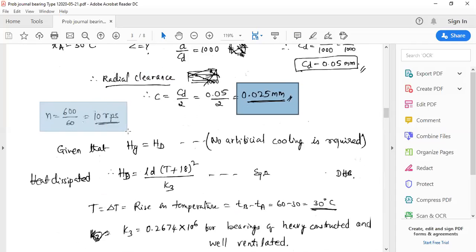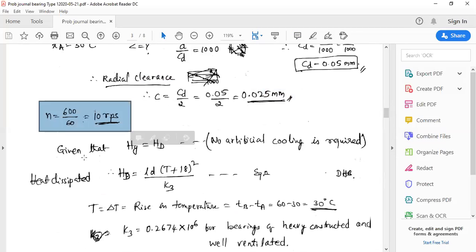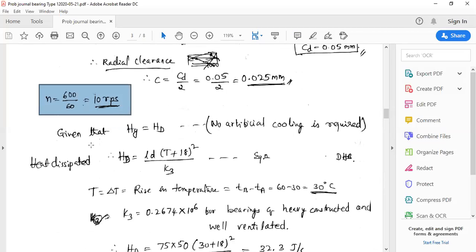Next comes RPS, that is small n, capital N divided by 60, RPM divided by 60 seconds. That is nothing but 10 revolutions per second.